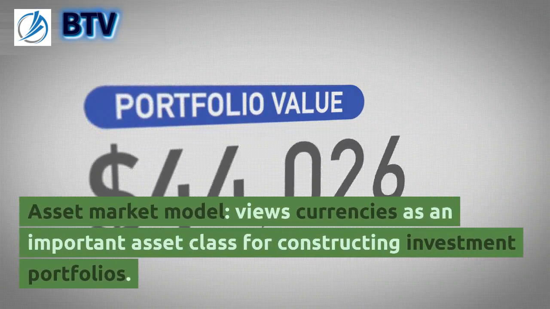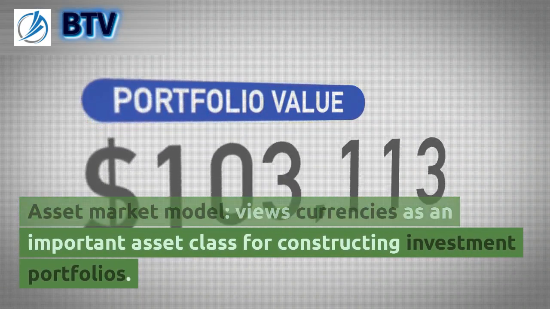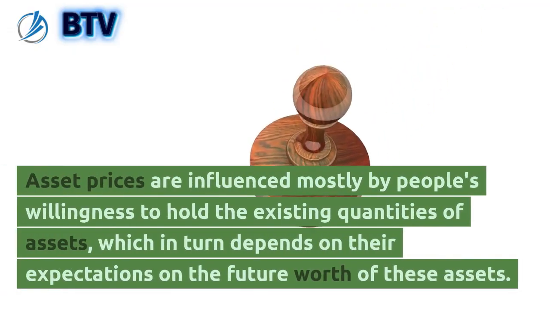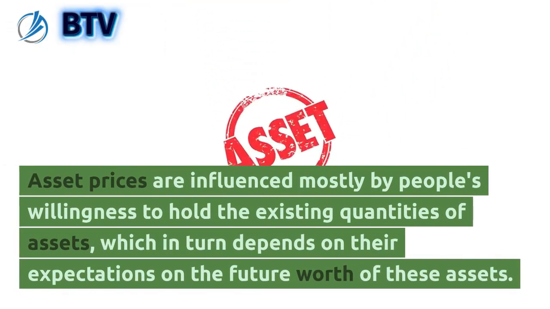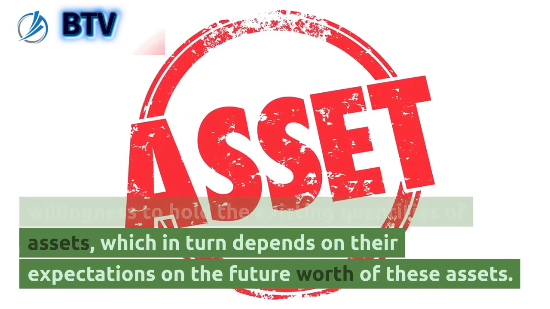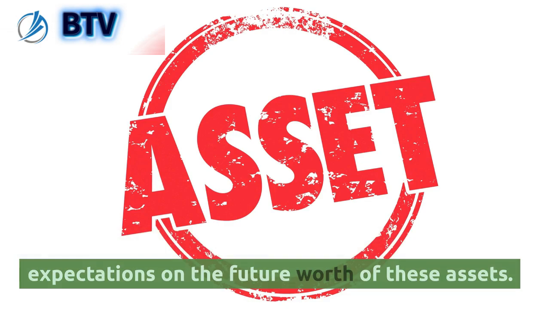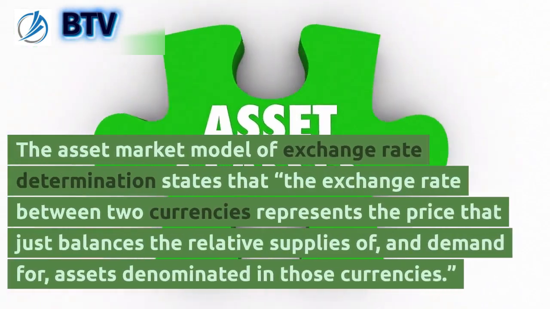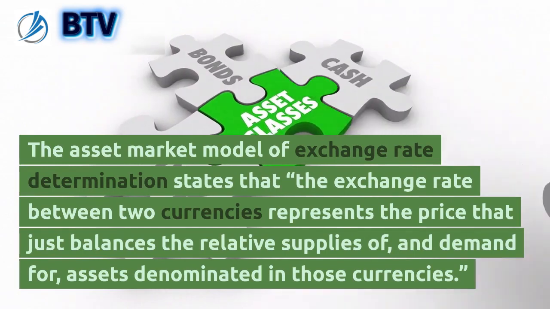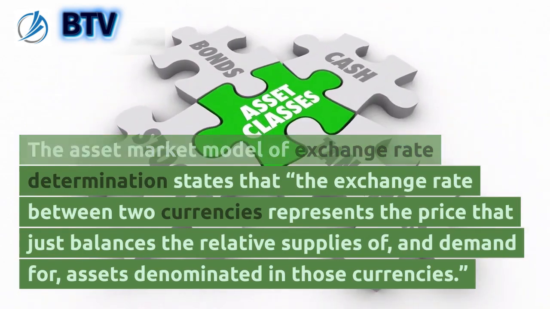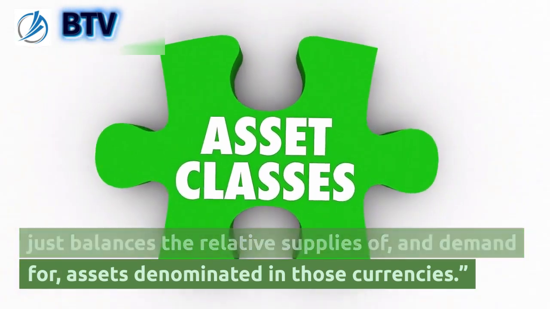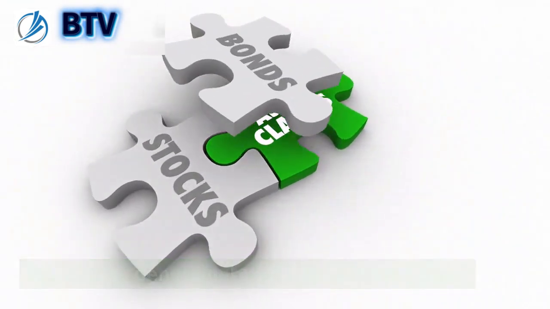Asset market model views currencies as an important asset class for constructing investment portfolios. Asset prices are influenced mostly by people's willingness to hold the existing quantities of assets, which in turn depends on their expectations on the future worth of these assets. The asset market model of exchange rate determination states that the exchange rate between two currencies represents the price that just balances the relative supplies of, and demand for, assets denominated in those currencies.